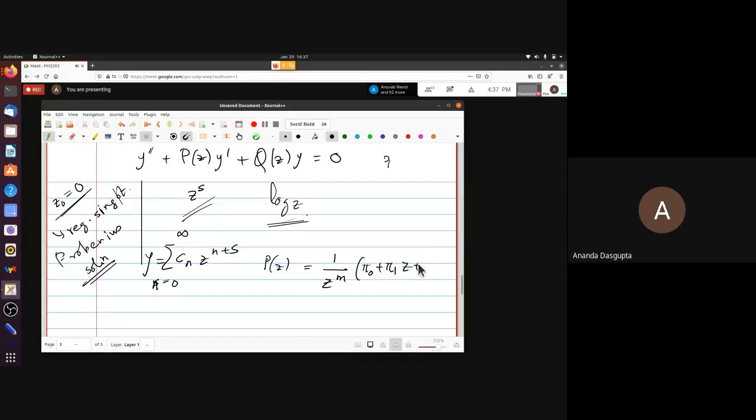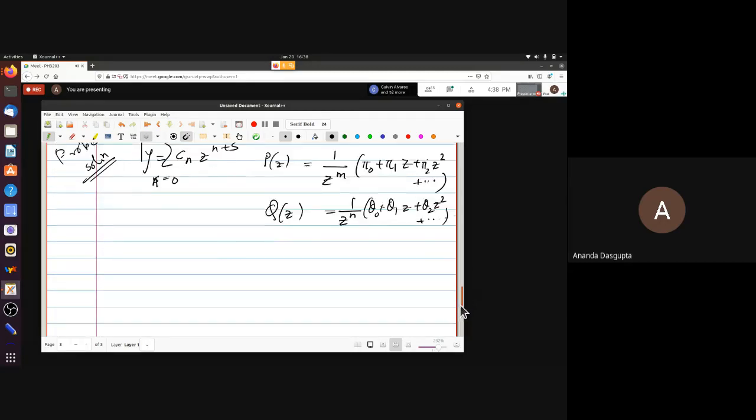If you have an order m pole, it means that if you multiply P of z by z to the m, the resulting function becomes an analytic function. Plus pi 2 z square plus higher order terms. Right? This is the general form of a function with an mth order pole. Let's say Q of z has an nth order pole, so n and theta 0 plus theta 1 z plus theta 2 z square and so on. So this is what I'm assuming.